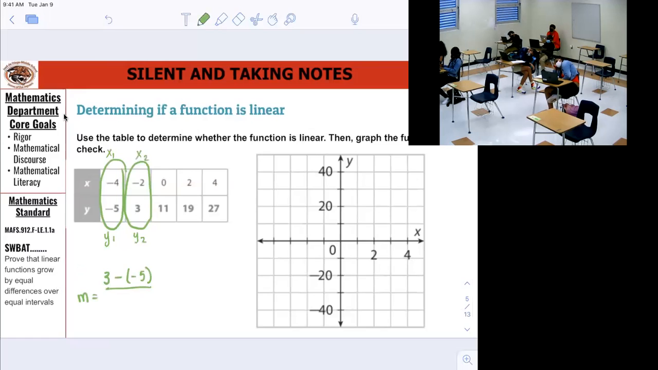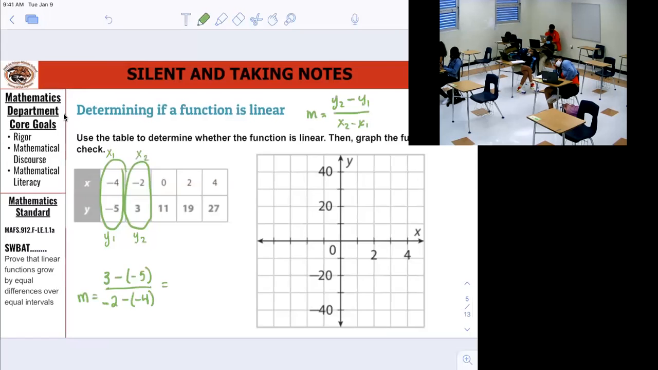So notice what I did. I had to put two minus signs because my formula is y2 minus y1 and then x2 minus x1. But since I have a negative number, I have a double negative because I'm subtracting a negative. So just take that for a second. I'll explain this more in a little second. And then I have negative 2 minus negative 4.